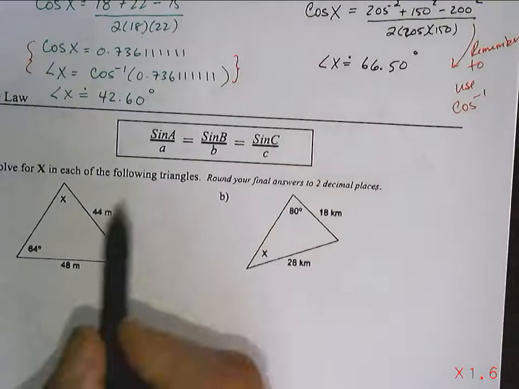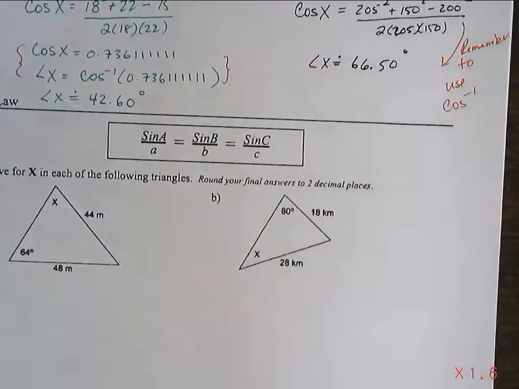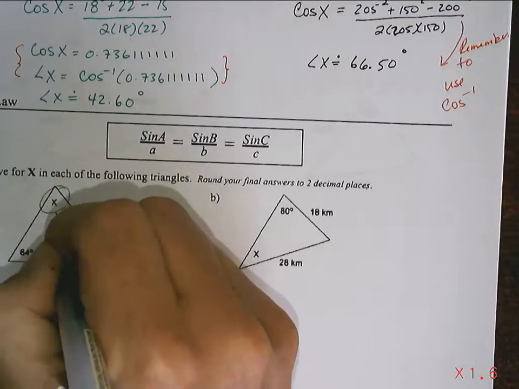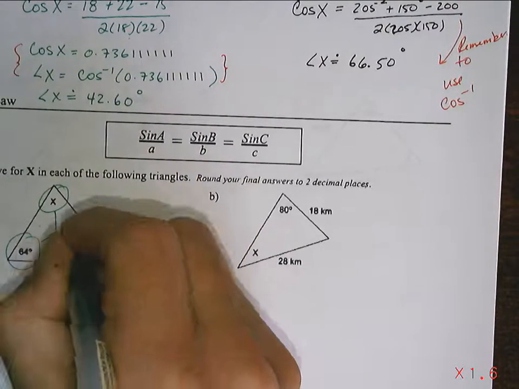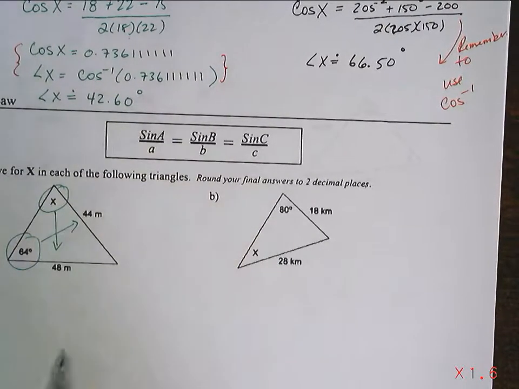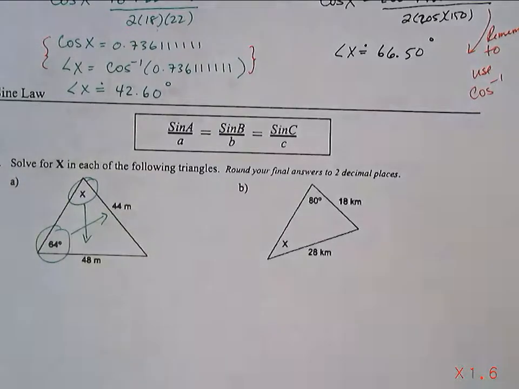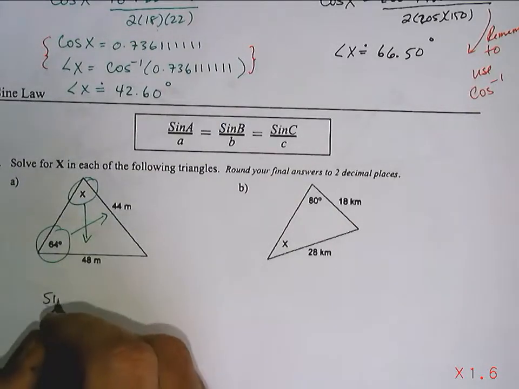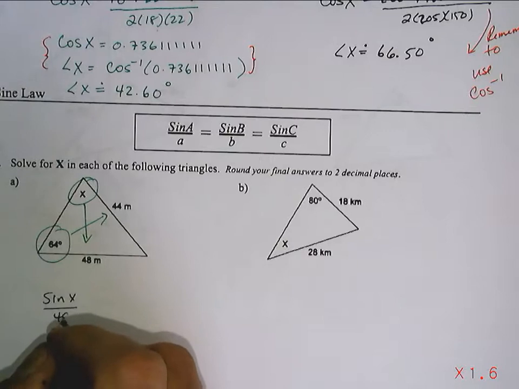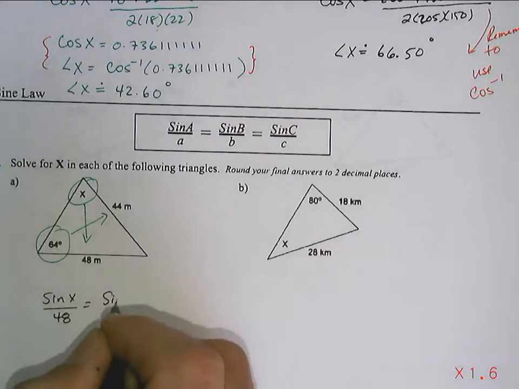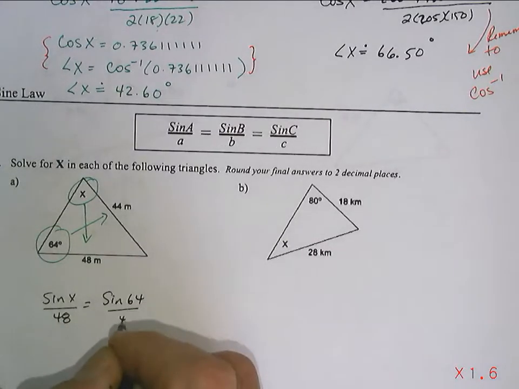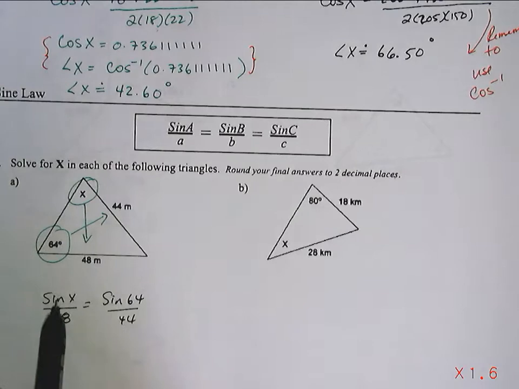So, if I'm after an angle using the sine law, I've got a side, I've got an angle, I've got a side, that's a sine law contender. But in this case, I want an angle, so I'm going to put it on top. It's going to be sine of x over 48 equals sine of 64 over 44. Now, if I'm going to put the angle on top here, the angle's got to be on top here, so don't be messing with that.